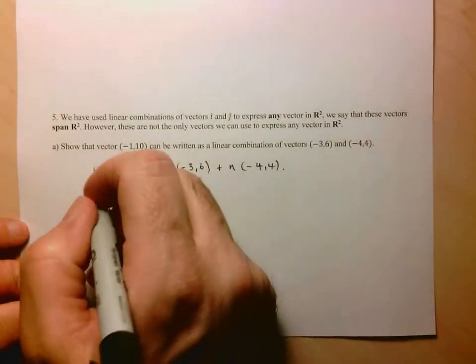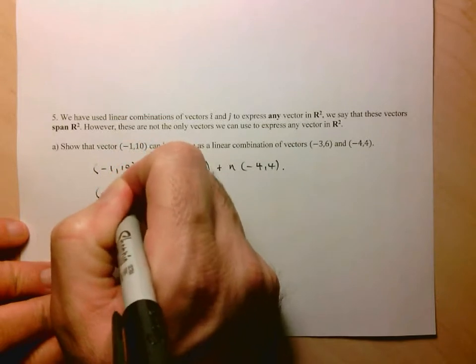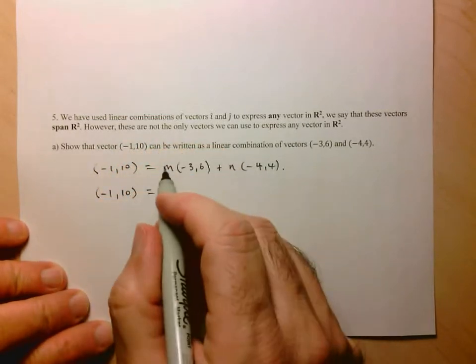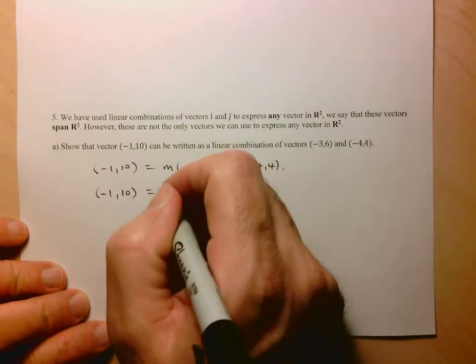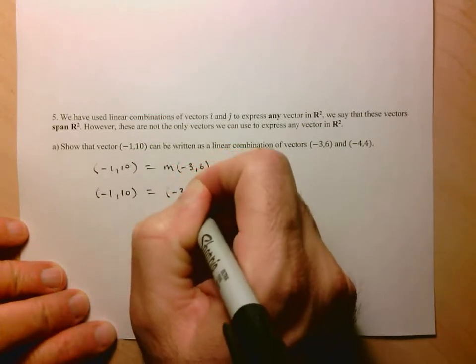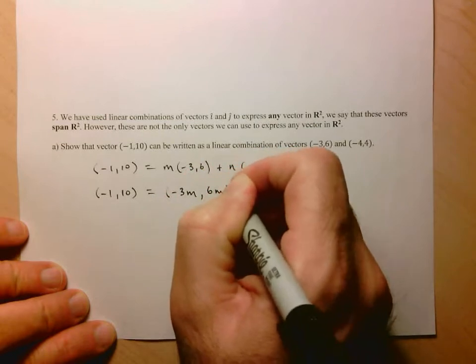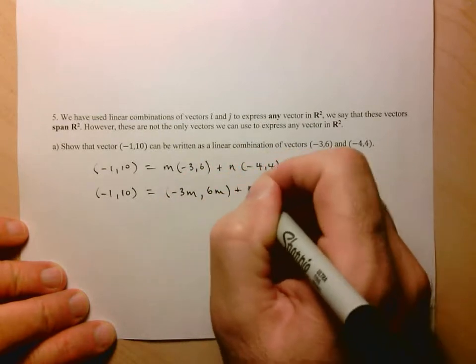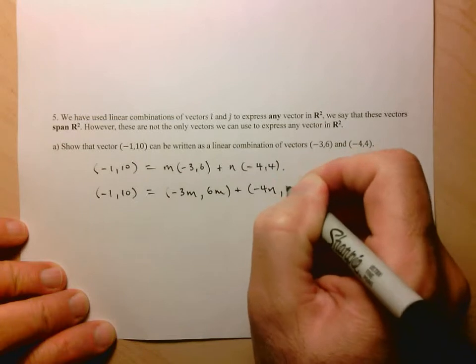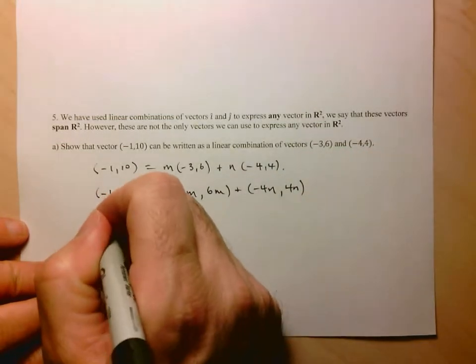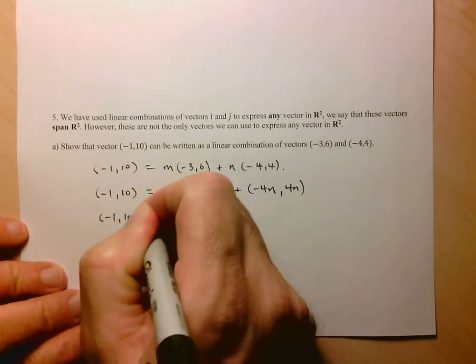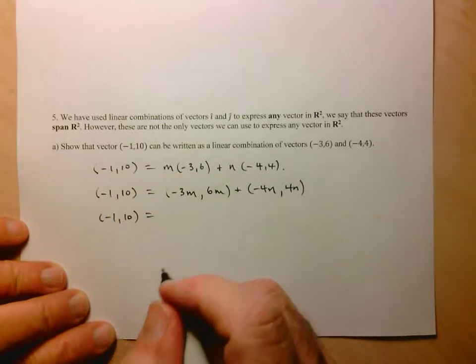So we just do some algebra. Not much to do on the left-hand side of the equation, but here I can distribute the scalar multiple into the vector. So I can rewrite this as (-3m, 6m) plus (-4n, 4n). Then I can add these two vectors together by just adding individual components.